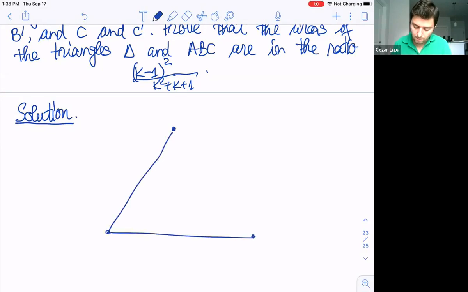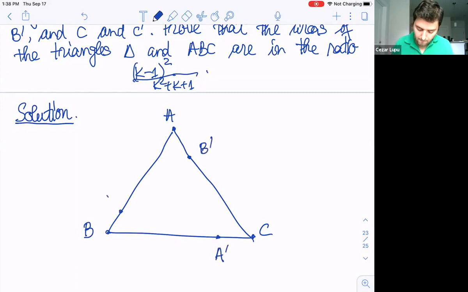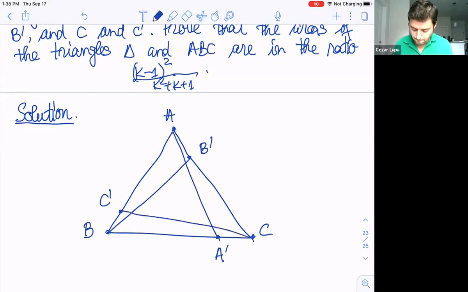This is the triangle ABC, and I have these points here. Let's say I have A prime somewhere here, B prime somewhere here, C prime somewhere here, right? So these will meet two by two at these points. Let's just say here it's P, here is Q, and here is R.